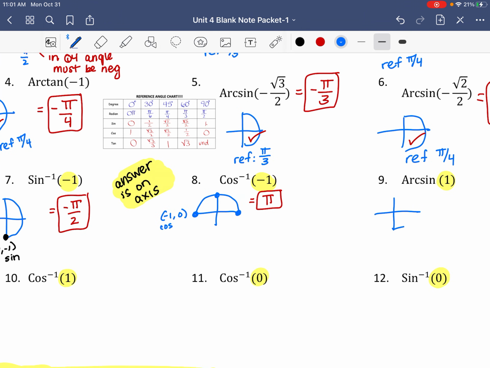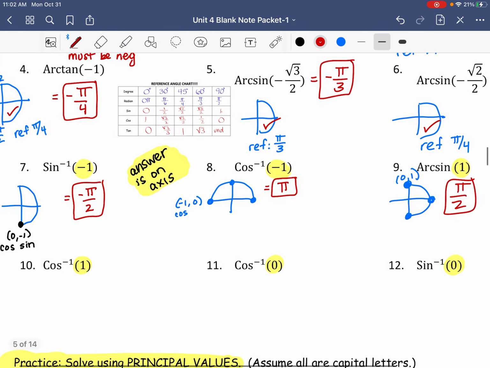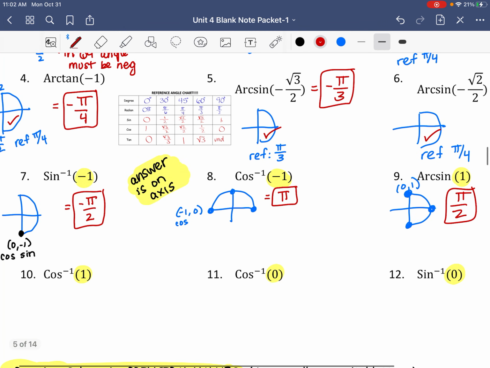Arc sine. So here and here. This is a special case. Sine is my y-coordinate. I want to know, where's the y-coordinate positive 1? And it's straight up in the air. And the angle that's straight up in the air is pi over 2. Okay. Push pause and see if you can do 10, 11, and 12.